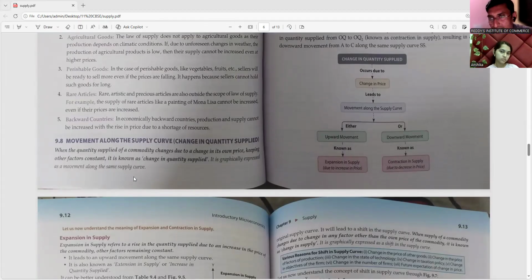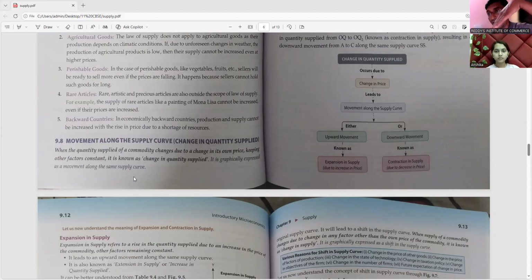Now, changes in quantity supplied occur due to a change in price, as movement along the supply curve, upward side or downward side, right? If the price increases, it goes to the upward side. It is called expansion. If it falls, it is called contraction in supply. Just keep the arrow in mind. Upward side, expansion. Downward side, contraction in supply.